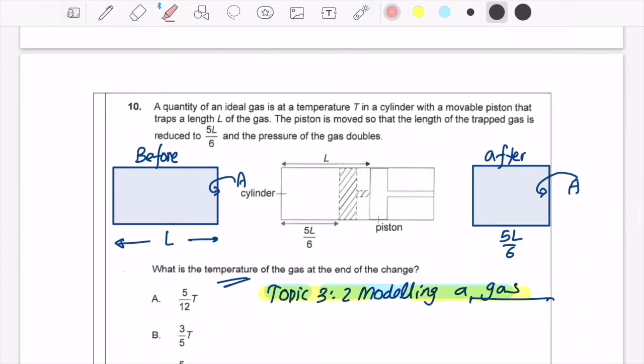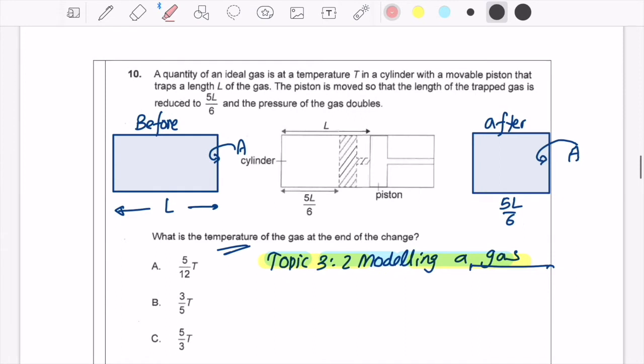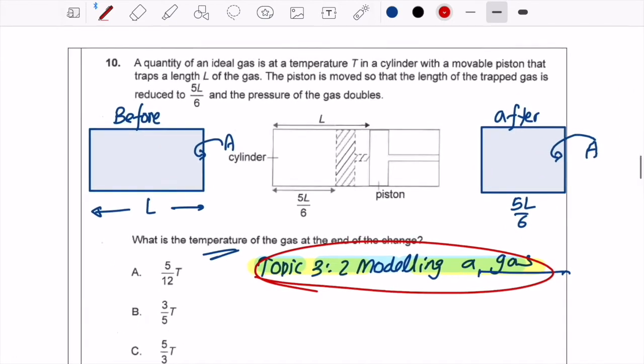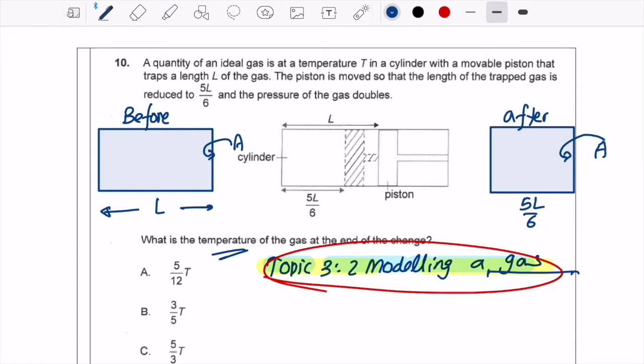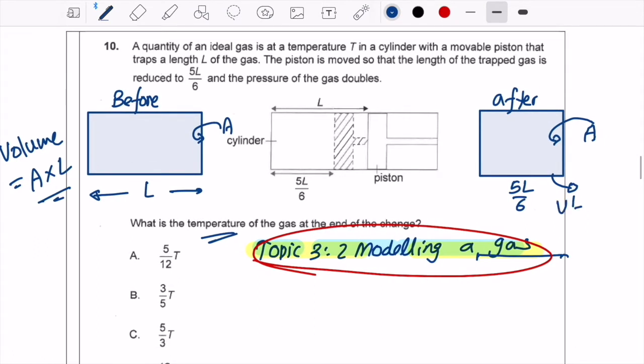Question number 10. Now this is coming from topic 3.2, modeling a gas. One thing we have to understand is the volume of a cylinder. Volume is cross-sectional area times length, right? In this situation, the piston has been pushed, so the cross-sectional area is still the same, but the length has changed.